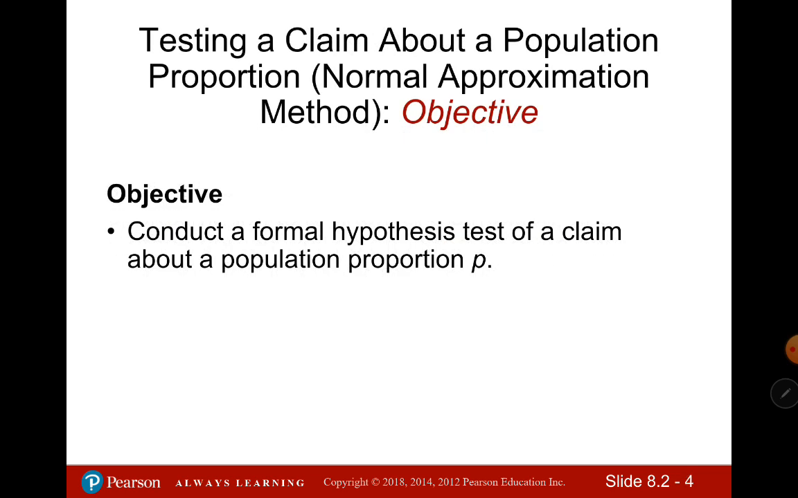So first, let's check how to conduct a formal hypothesis test about a claim. We know a hypothesis test is just a test about a statement, a claim, an assumption, something like that. This time, we talk about the claim is about a population proportion p. So this whole section, we will talk about this kind of hypothesis test. The claim is just about the population proportion p.